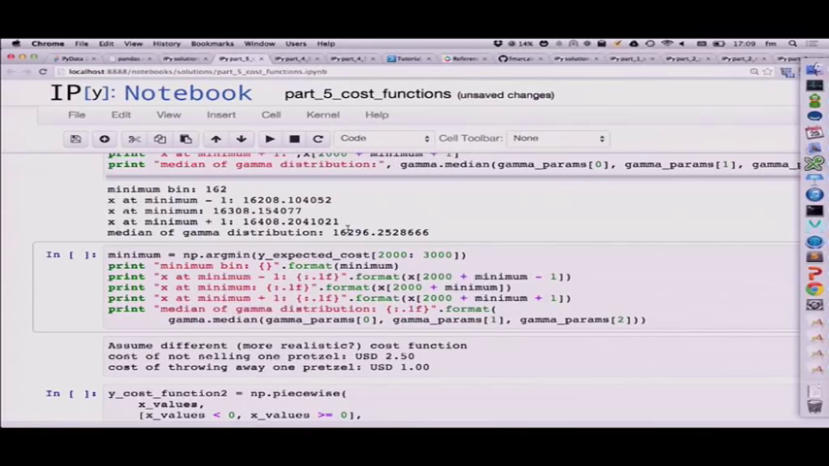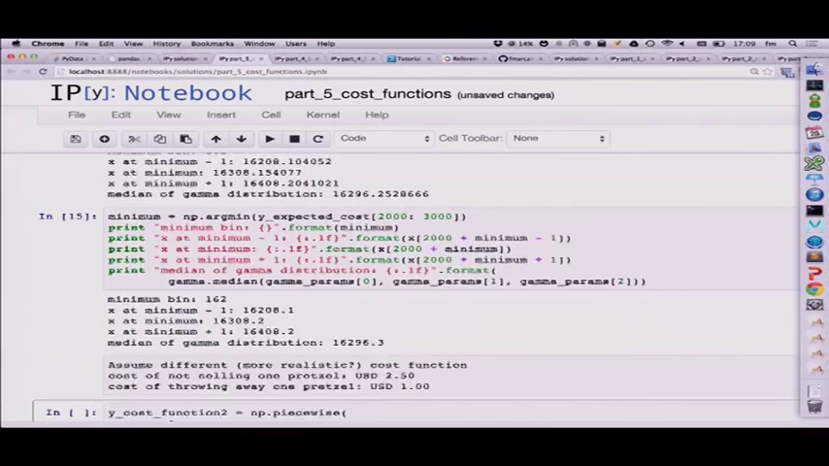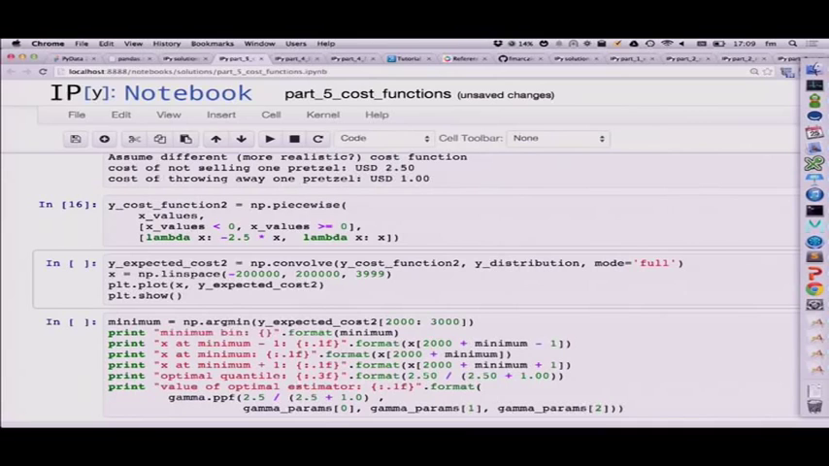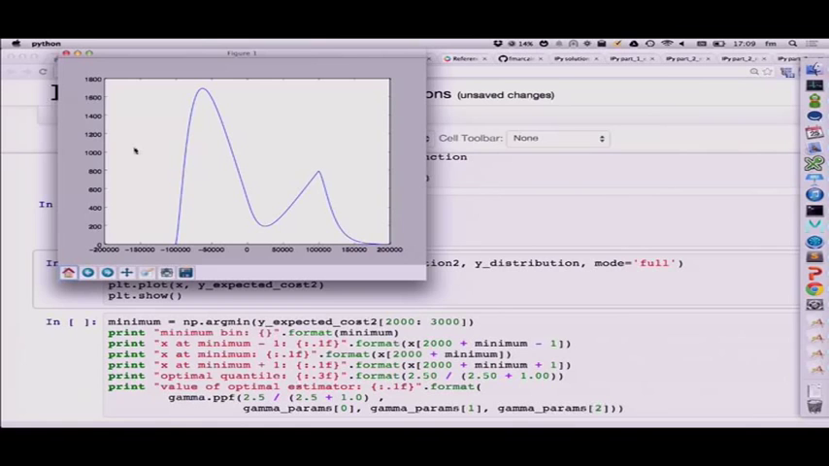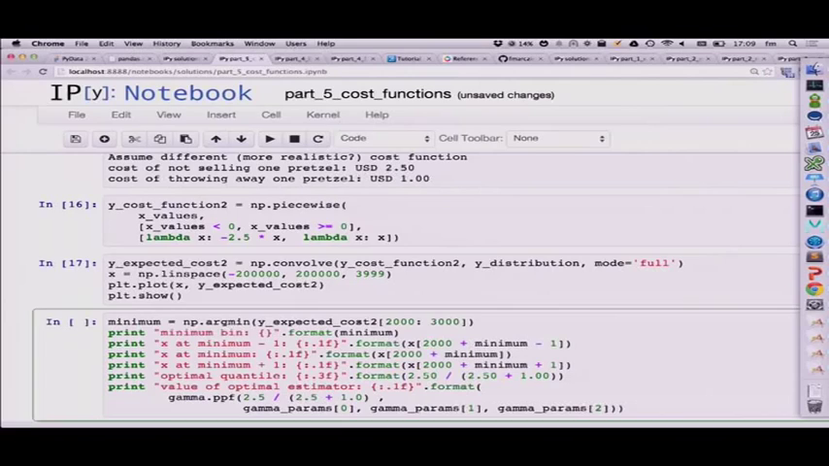Now we are going to take a different cost function. Losing a customer costs us $2.5, and throwing away is still $1. We define the cost function, and we convolute, and it's not clearly visible, but the minimum is at a different value. If we look at it, just looking for the minimal bin, we get, where is it?